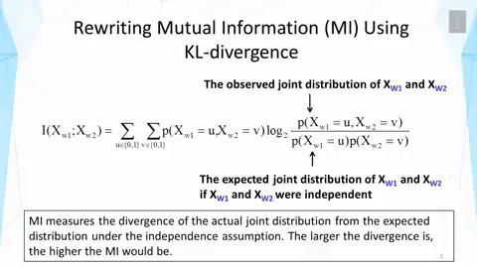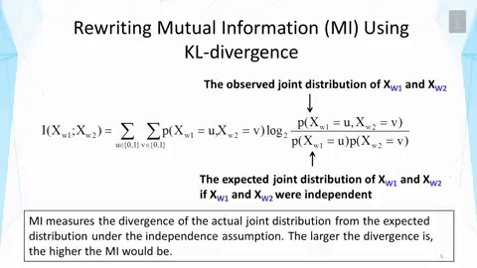Now, if you look at the formula, it's also a sum over many combinations of different values of the two random variables. But inside the sum, mainly we are doing a comparison between two joint distributions. The numerator has the actual observed joint distribution of the two random variables. The denominator can be interpreted as the expected joint distribution of the two random variables if they were independent. Because when two random variables are independent, their joint distribution is equal to the product of the two probabilities.